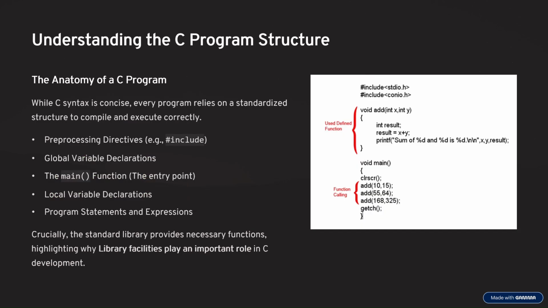Now let us understand the anatomy of a C program. The syntax of C is a concise and standardized structure. Initially, there will be preprocessing directives, which include the header files. The second part is global variables, which involve the declarations of variables. The next part is the main function, which is the entry point of the program. There will be local variable declarations in the main function. And the last is program statements and expressions.